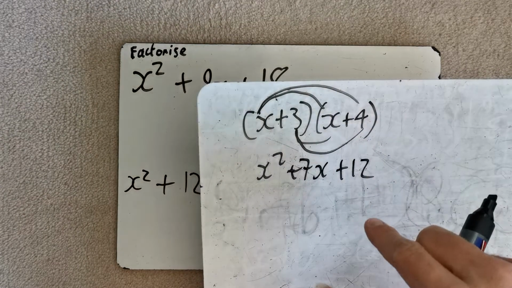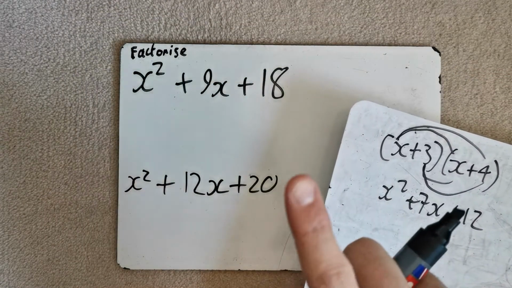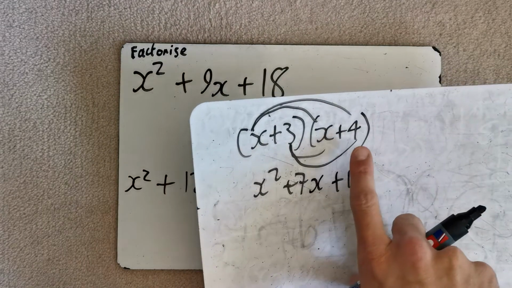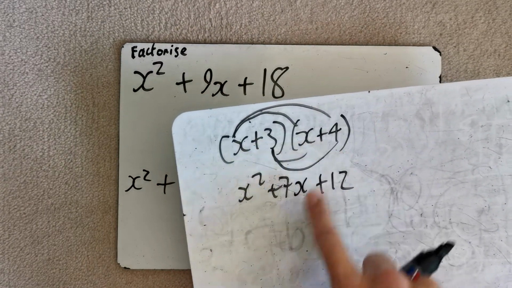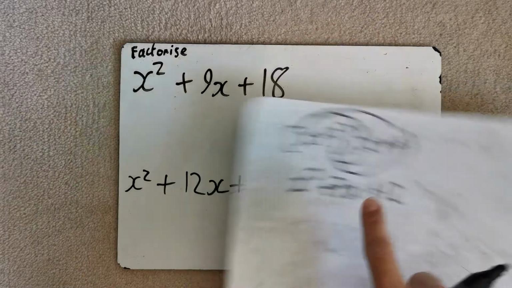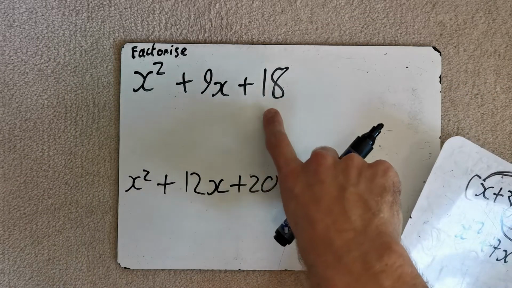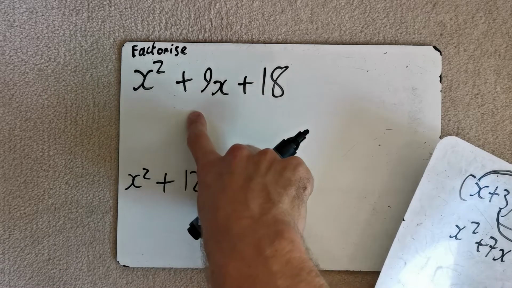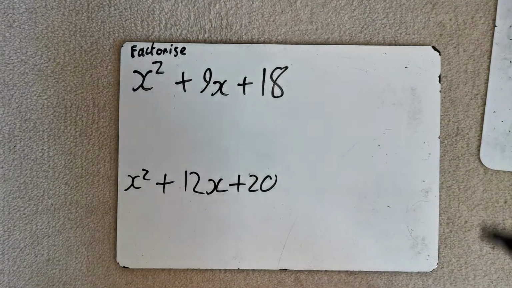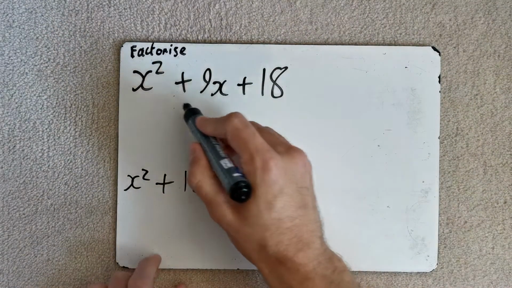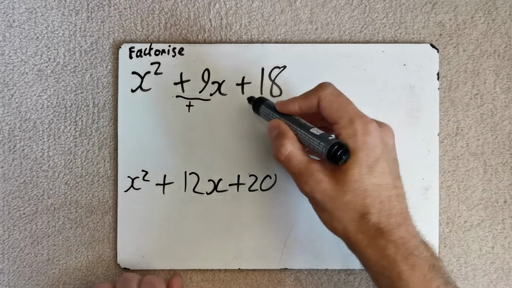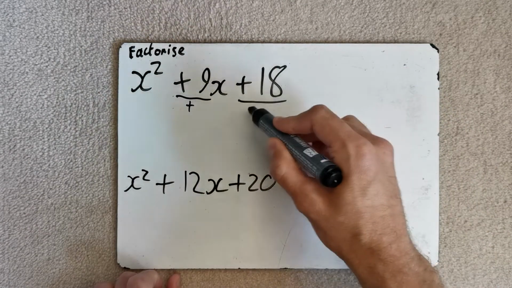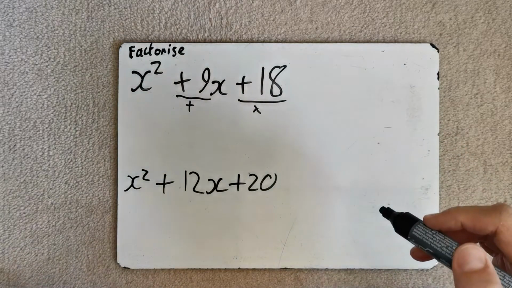Same kind of thing applies to this. So, forwards, when you're expanding, you add those together to get that, and times them together to get that. Working backwards, we're going to try and find what times to make that and what adds to make that. Okay? Let's work on that, shall we? So, remember what I said? It's going to be what adds together to make 9 and what multiplies together to make 18.